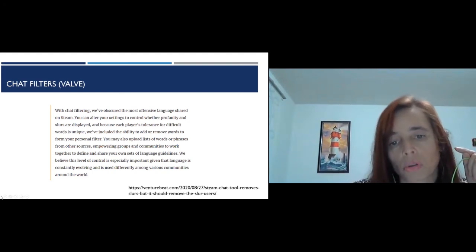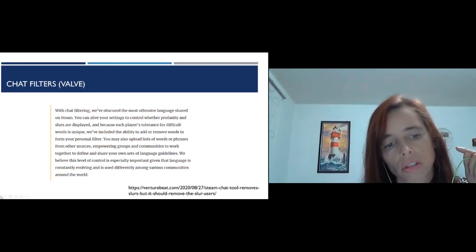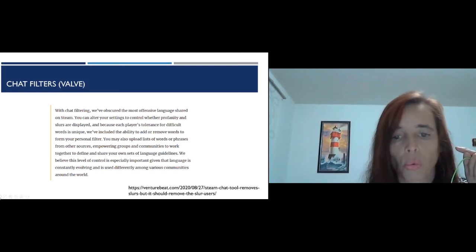So that's another problem, of course. Companies are working on that. Filtering might be a solution, but it does not work that perfectly.